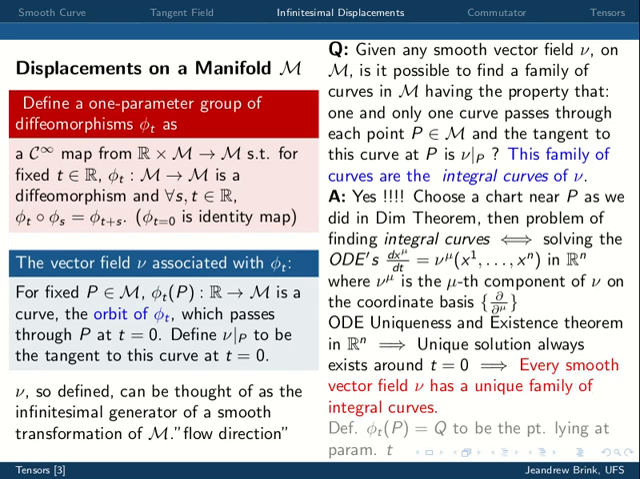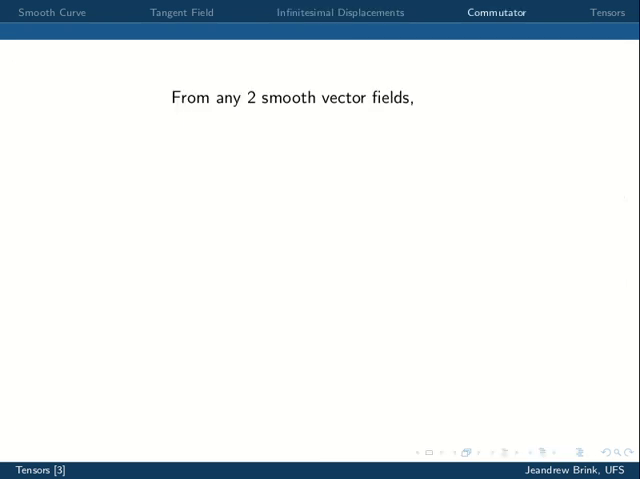So now we have displacements. The next thing we're going to need is the idea of a commutator. If you remember, when we started working out the differential, using the Hamiltonian formalism to find your orbits for geodesics, just to get you guys started, there was this thing called the Poisson brackets that we used.